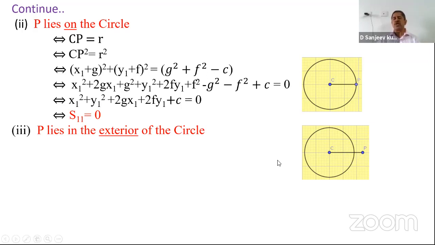So what is the expression you can write now here? CP is greater than R. We can write CP is greater than R.